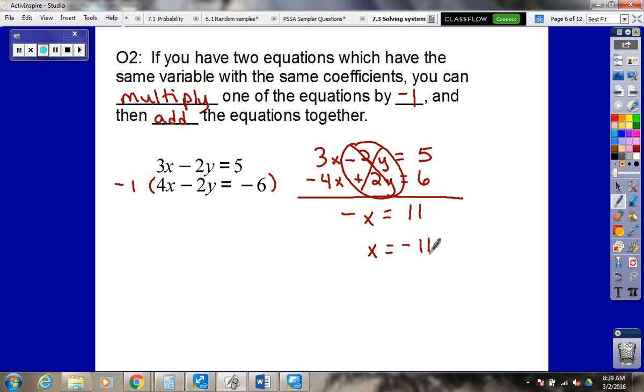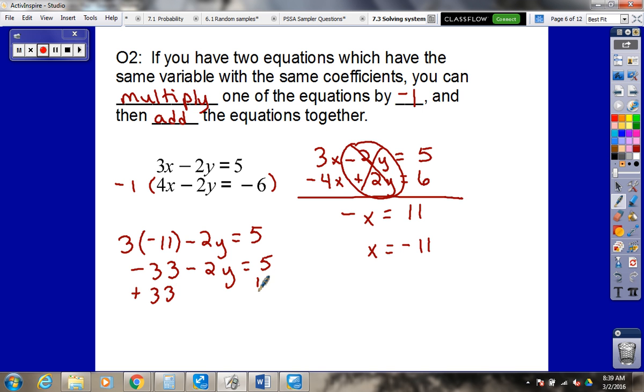Now I'm going to go back over to this first equation, and I'm going to substitute in to find out what y is. Minus 2y equals 5. I get negative 33 minus 2y equals 5. Adding 33 to both sides gives me negative 2y equals 38. Dividing both sides by negative 2 gives me y equals negative 19.